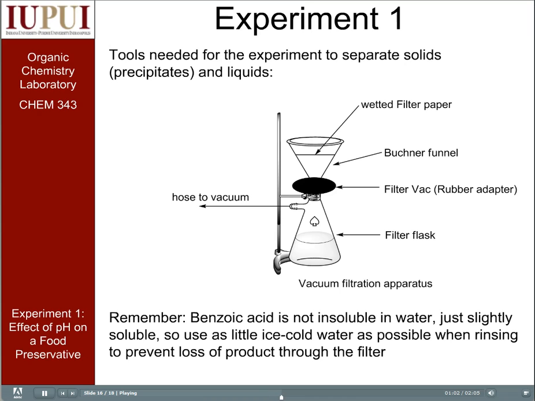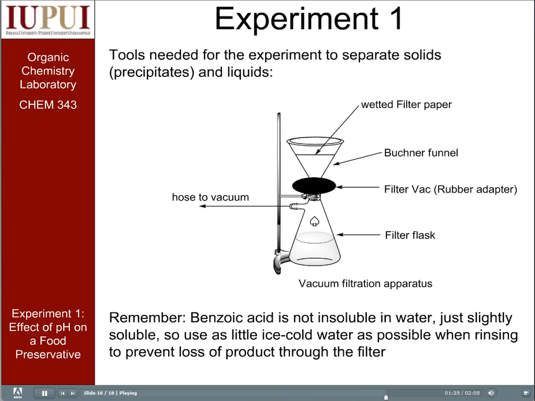So make sure that when you're filtering this, use all those ideas that the video talks about, and make sure that you use just a little bit of ice-cold water if you're trying to rinse out your reaction container, or if you're trying to just rinse off the filter. Because if you use lukewarm or even warm water, benzoic acid is going to start being little by little more soluble, and you might end up getting a lower yield of benzoic acid on your filter paper.